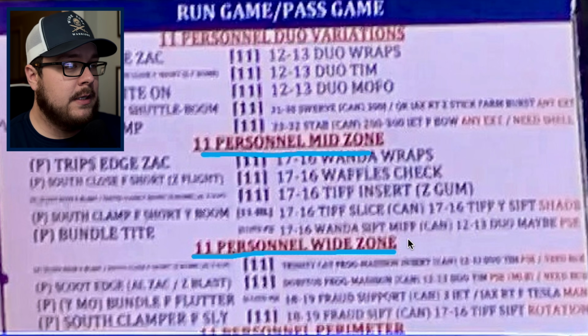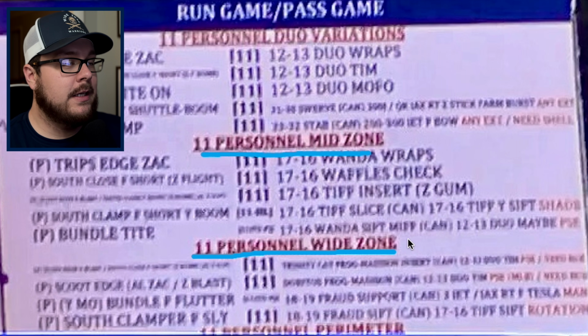So what that tells me is it's not just jargon. There is a reason for having both. They are coached differently and there are different intents behind the play call.